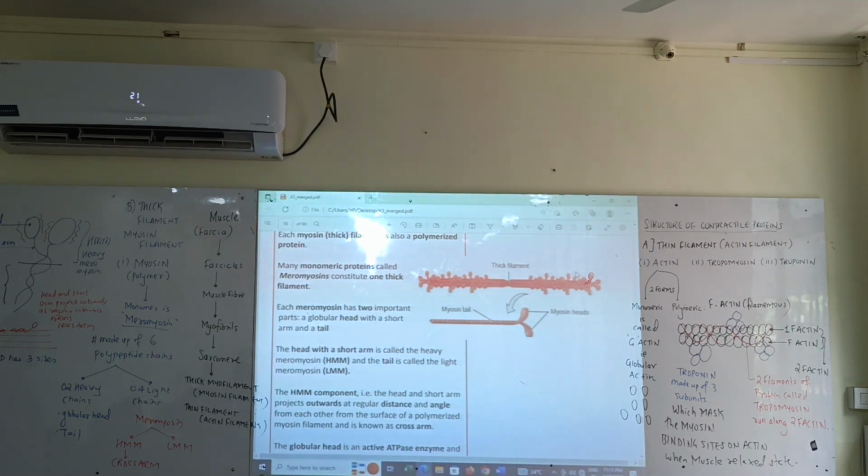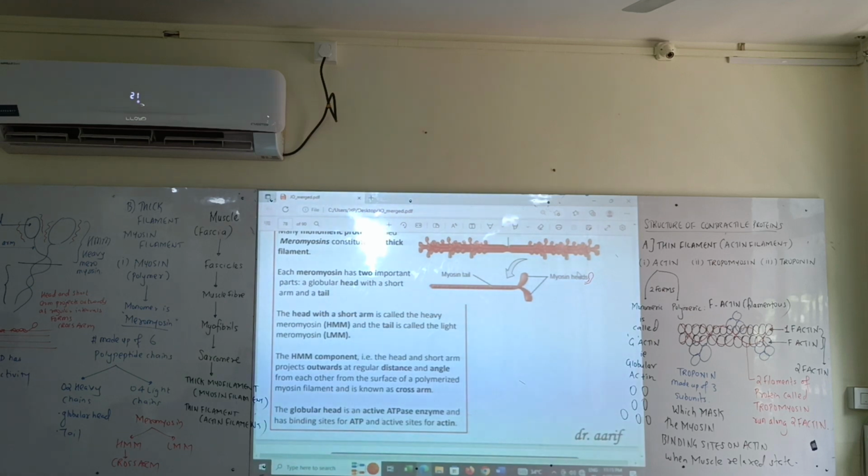The head has how many sides? Three sides. Rather than saying three sides, I'll say it has three properties that we're supposed to know. The head itself has an ATPase activity. It has which activity? मतलब it can break down ATP into ADP and an inorganic phosphate, and it will cause a release of energy.